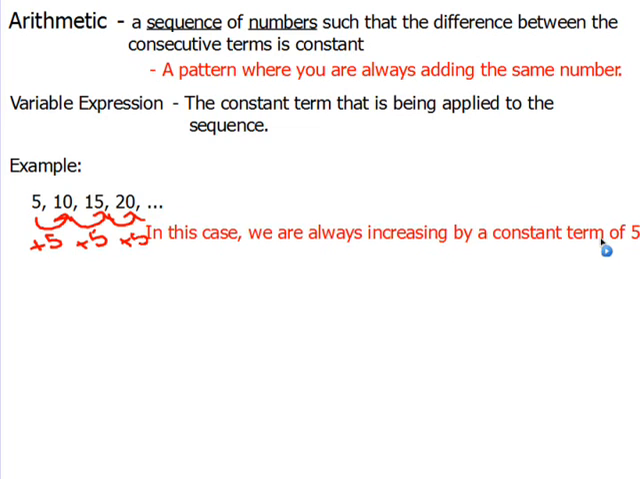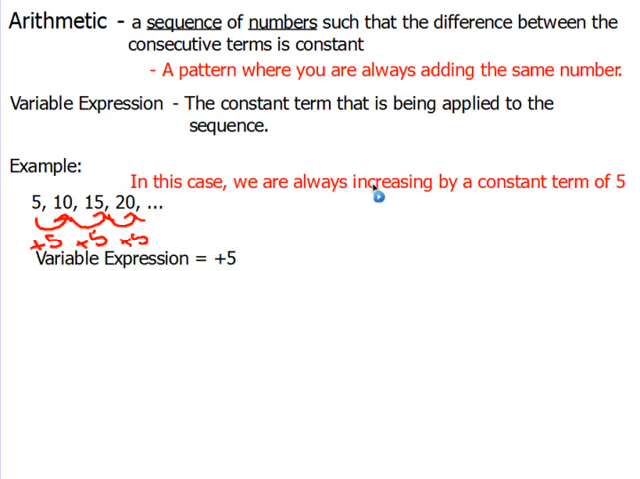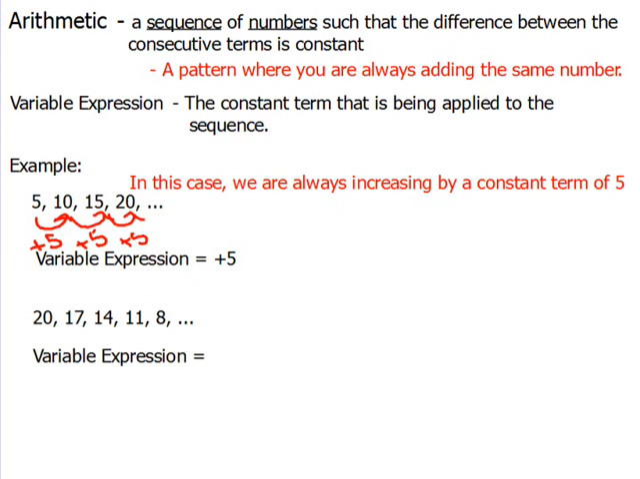Alright, so in this case, we know that we are always increasing by a constant term of 5, so therefore our variable expression is going to be plus 5, because remember, your variable expression is just the constant term that's being applied to everything. In an arithmetic sequence, we're always adding. So let's take a look at this one.